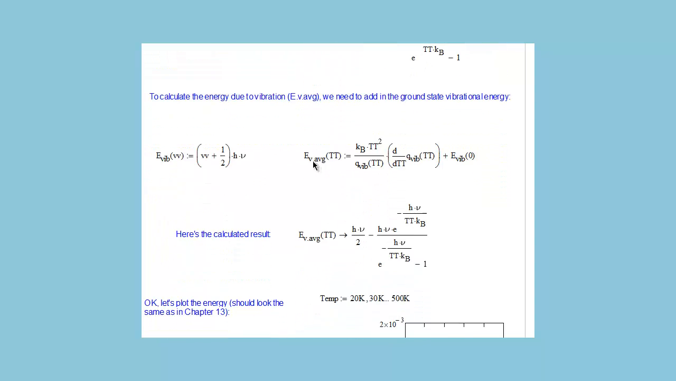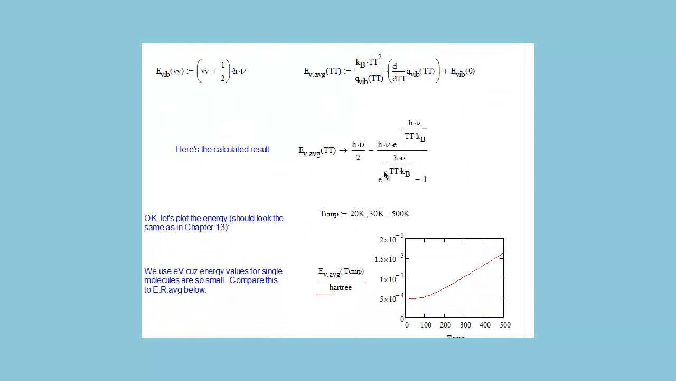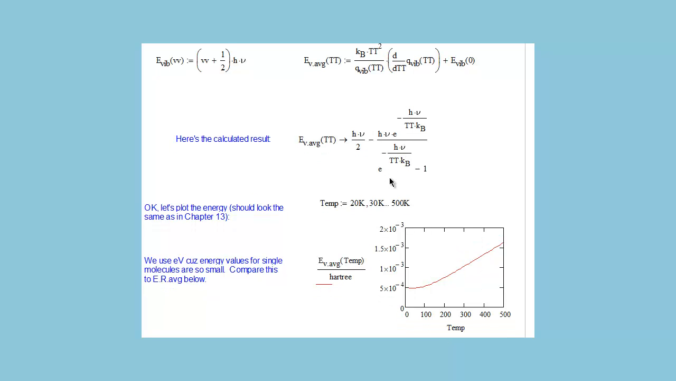Here's the actual definition. Average vibrational energy equals kT squared over Q times the change in Q with respect to temperature. Notice that I had to add on the 0-point energy, because the 0-point energy is not zero for vibrational energy. You won't have to do that for rotation, but that's necessary for vibration. If you were to work out that function, this is what it would look like. It's kind of ugly, so let's just keep moving on.